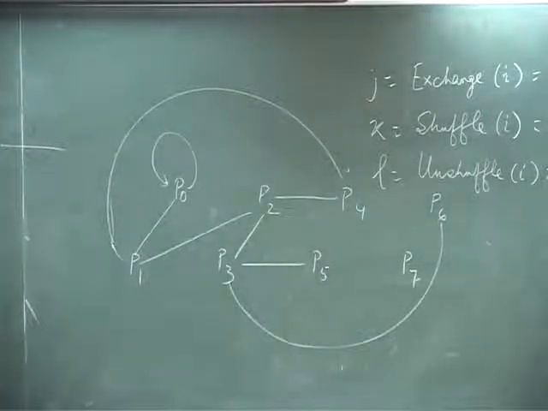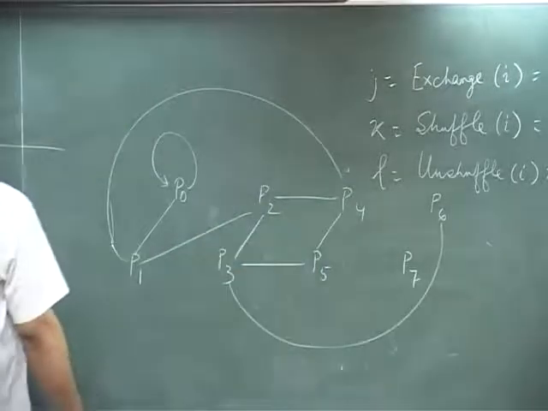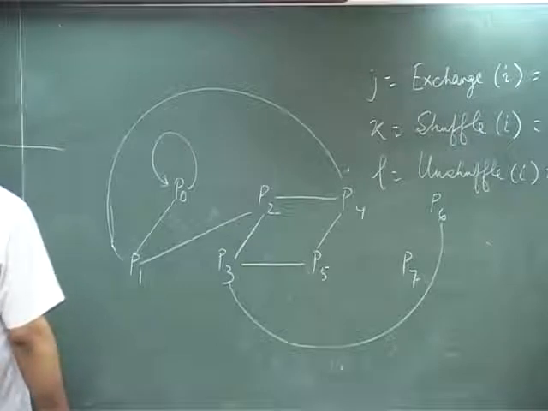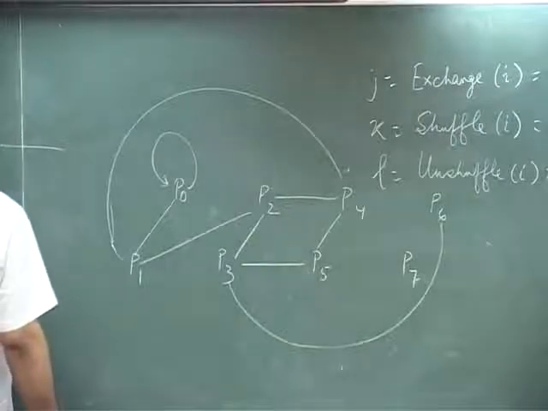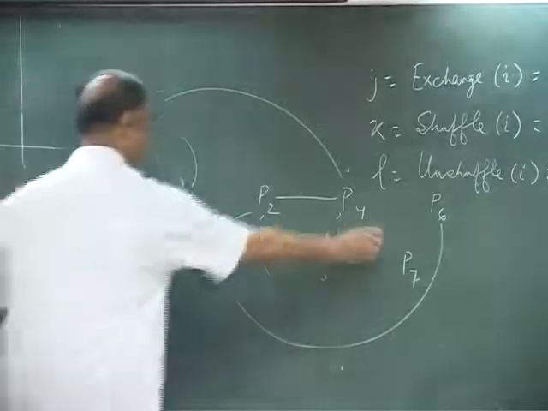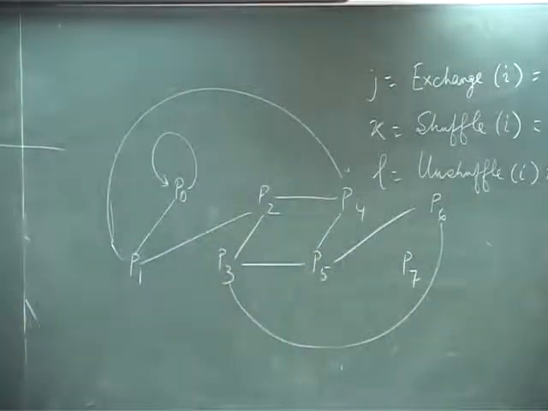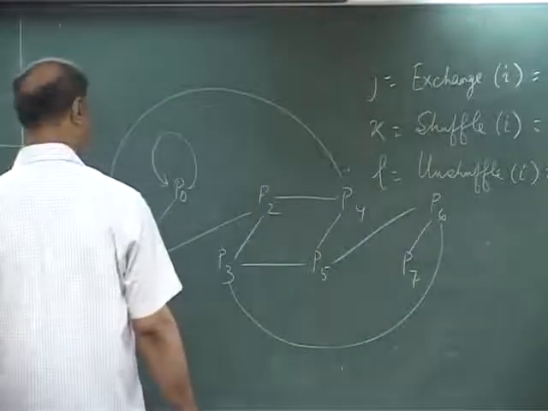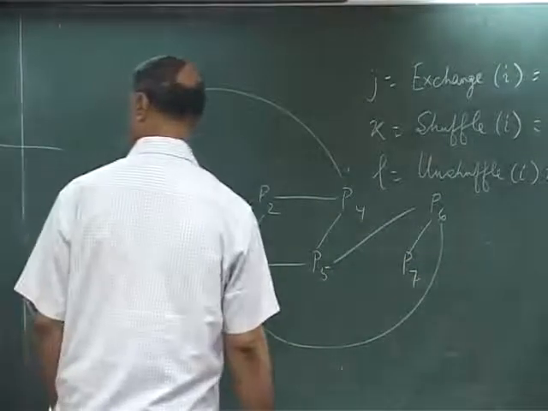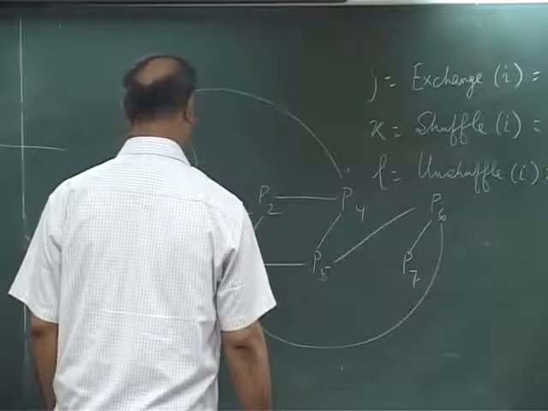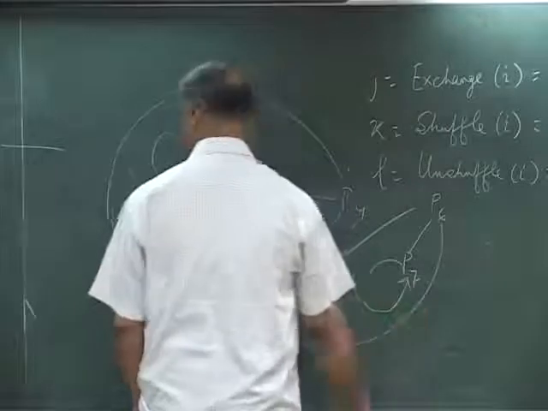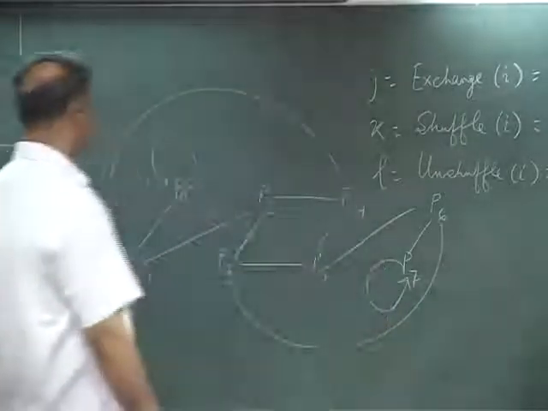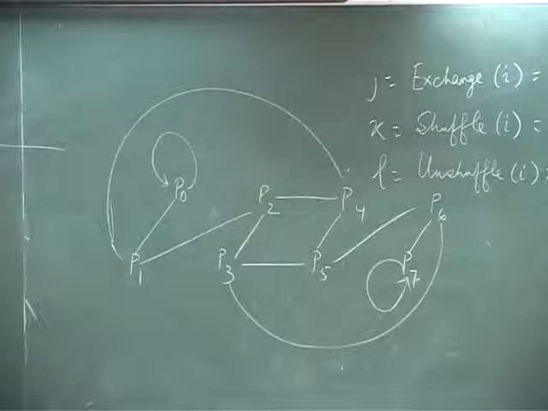P4 is connected with P5, P2, P1. P5 is connected with P4, P6 and P3. P6 is connected with P7, P3 and P5. P7 is connected with P6 and P7. So this is the structure of perfect shuffle computers.